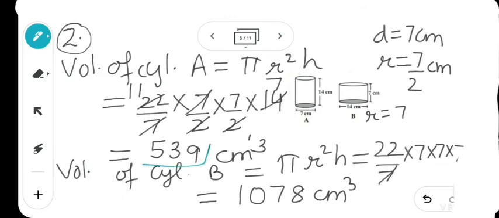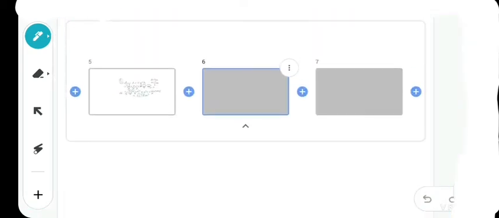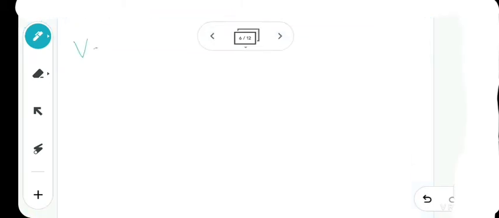Now we got both the answers. We got the volume of cylinder A and we got the volume of cylinder B. Now it's quite evident from here which cylinder has more volume. So the volume of cylinder B is more. So we can write here volume of cylinder B is more.